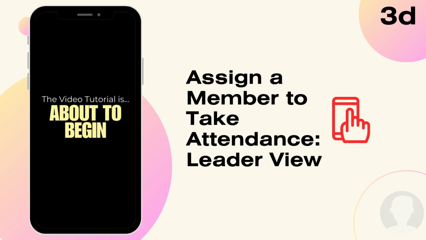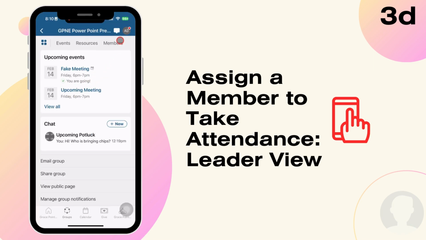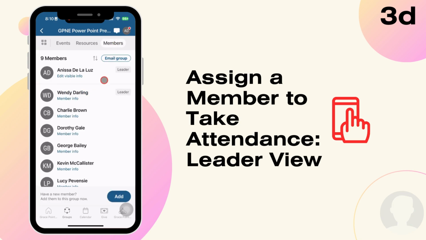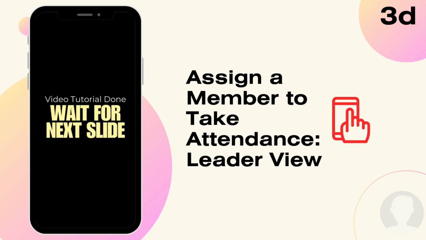If you're forgetful or busy leading discussions, you can assign a trusted group member to track attendance. To assign an attendance taker, visit your group dashboard and click the Members tab. Select the person you would like to take attendance. Toggle the attendance button on. This gives them access to take attendance but doesn't give full leader controls. Ask them to track attendance at each meeting and then double check that attendance is submitted after each event.